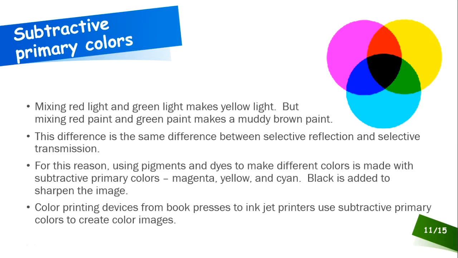When you're printing something or painting something, you've got to use subtractive primary colors. The additive primary colors are what you use when you're talking about light projected images. But when you're talking about something that's printed onto a medium like paper or whatever, then you're going to have to be using subtractive primary colors.